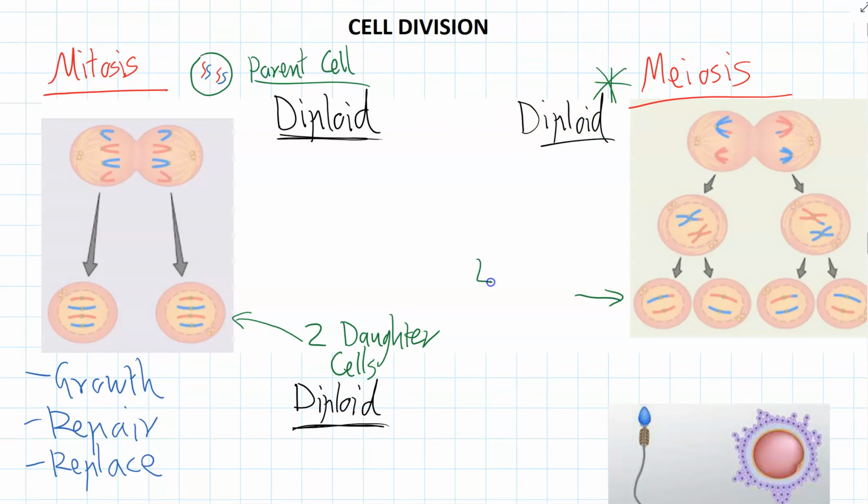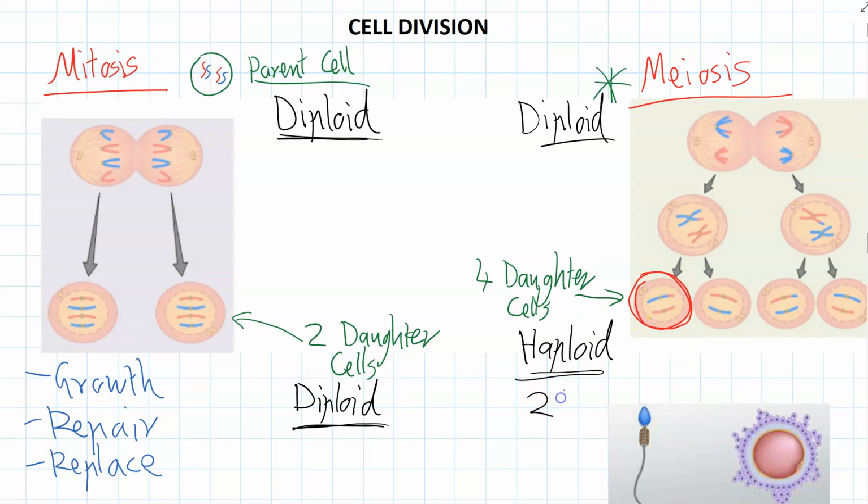The first difference is 4 daughter cells get made, because it basically does 2 rounds of replicating and splitting. And because it's split twice, there's only 1 copy of every chromosome in these daughter cells. And the name we give that is haploid. So in these cells in a human, they've only got 23 chromosomes. Whereas diploid cells in humans have 46, like we know.